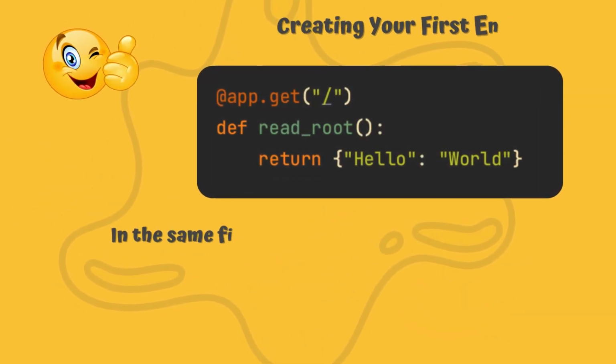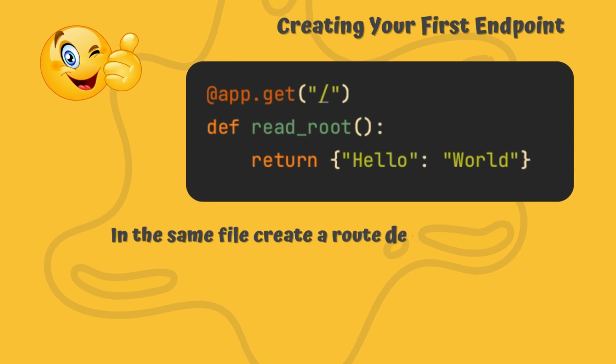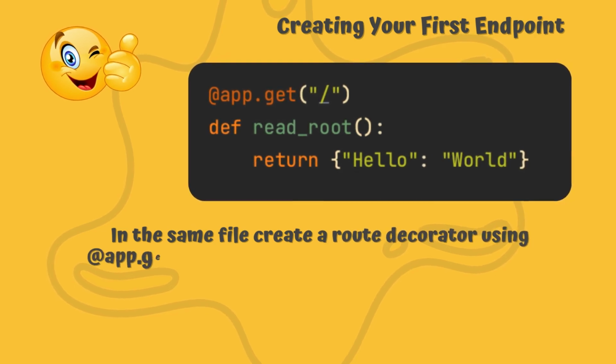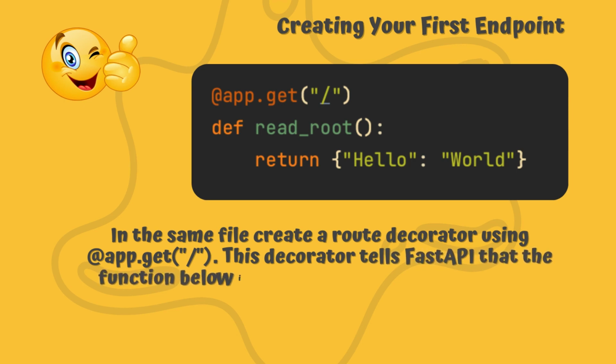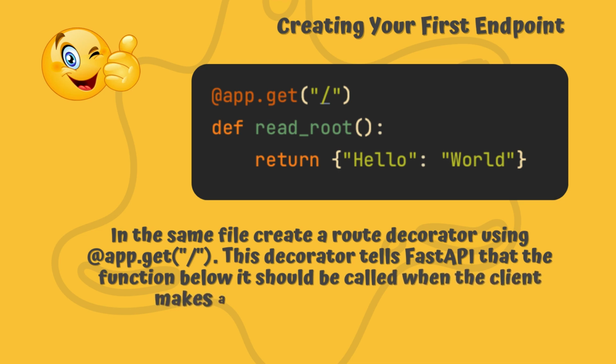Next, we will create a root decorator using app.get. This decorator tells FastAPI that the function below it should be called when the client makes a GET request to the root URL. In the read_root function, we simply return a dictionary with a greeting. When we visit the root URL, FastAPI will automatically convert this dictionary to a JSON response. It's that simple to create an endpoint with FastAPI.